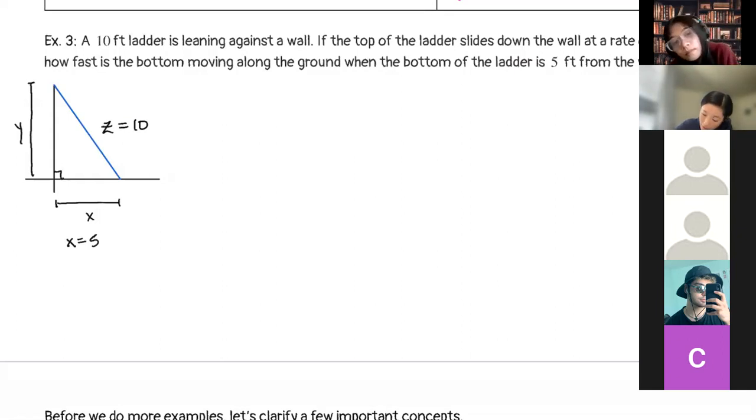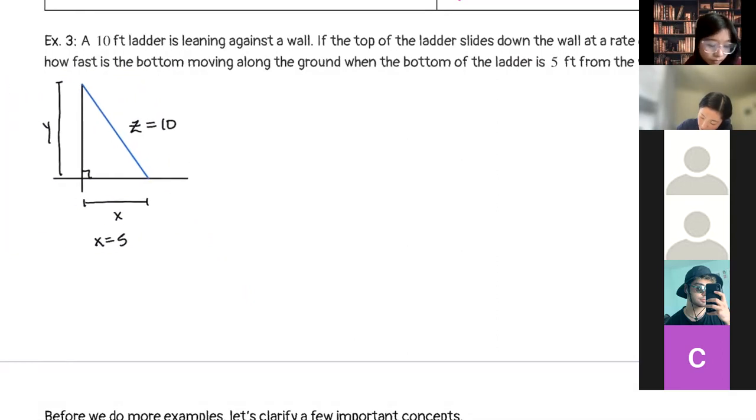Now there's one more piece of information that this word problem gave us that we have not addressed yet, which is the top of the ladder slides down the wall at a rate of 2 feet per second. Does that go with the x, the y, or the z? It goes with the y.